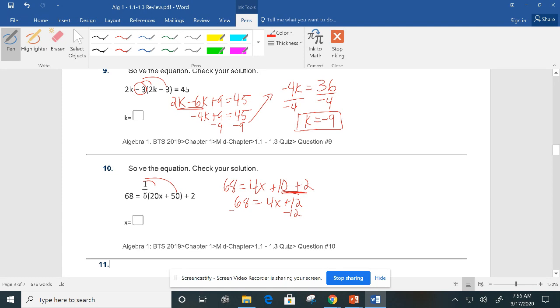Subtract the 12. Subtract the 12. You're going to get 56 is equal to 4x. Divide by 4 on both sides. And you're going to get x is equal to 56 divided by 4 is 14.